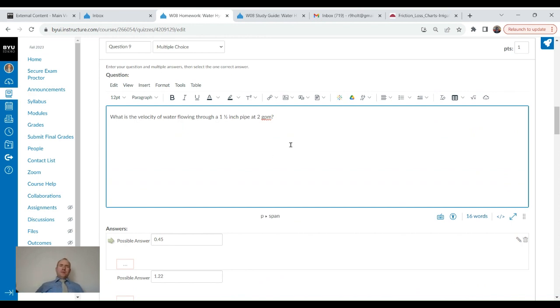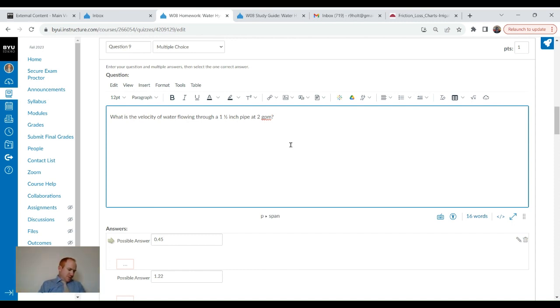But now I'm thinking, wow, that was really easy. Maybe I actually should do some calculations. In the textbook on page 165 is the calculation for velocity. It is V equals 0.408, which is just a constant, times Q, which is our gallons a minute, divided by the inside diameter of the pipe squared. So it looks like that.